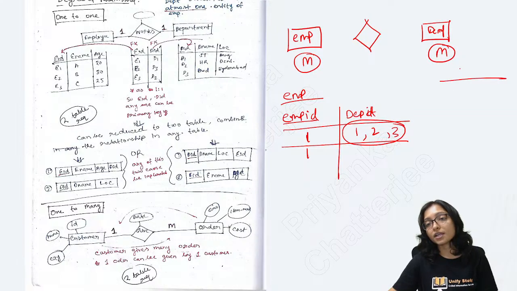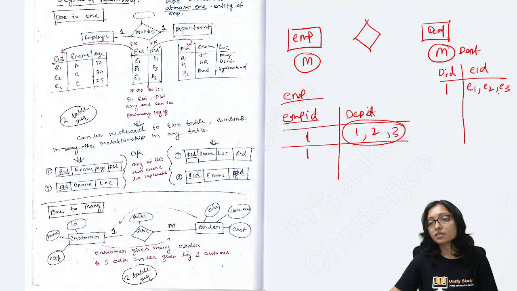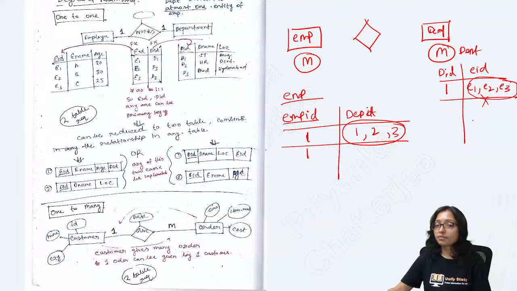Here also, can I do it like that? This is the department table. Here is the DID, here is the EID. Department 1, employees E1, E2, E3. Can I do like that? That is also not possible, because it becomes multi-valued.